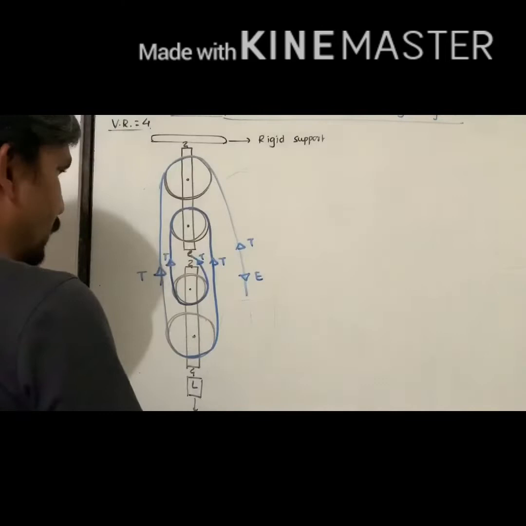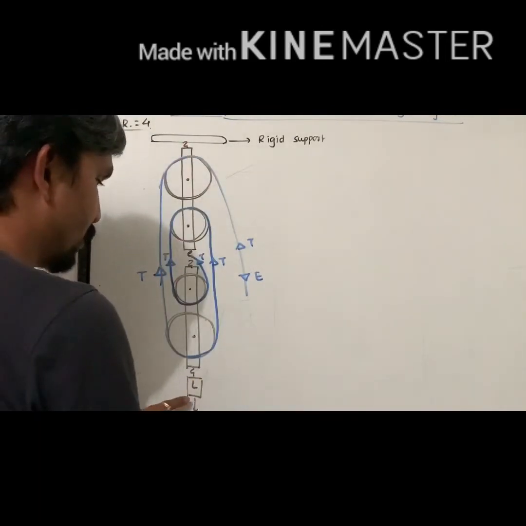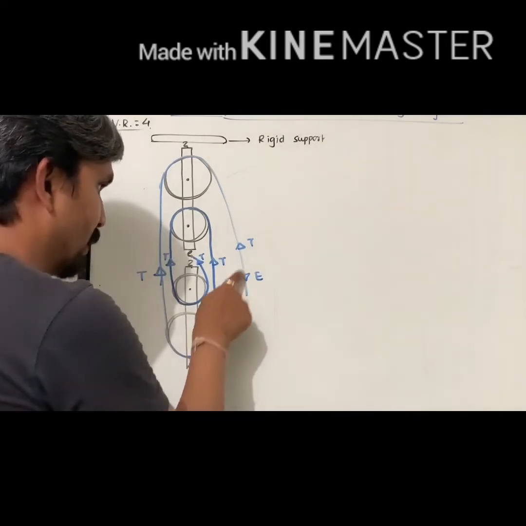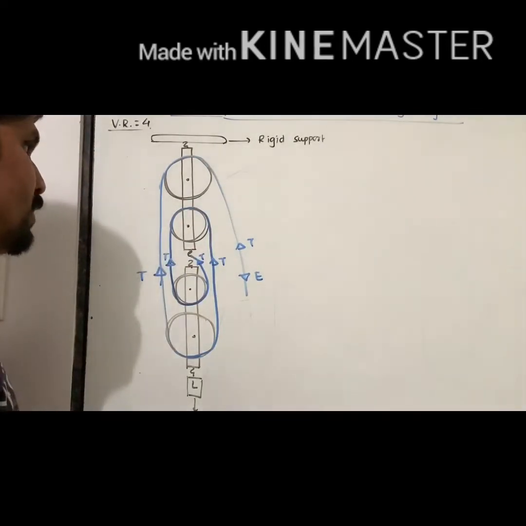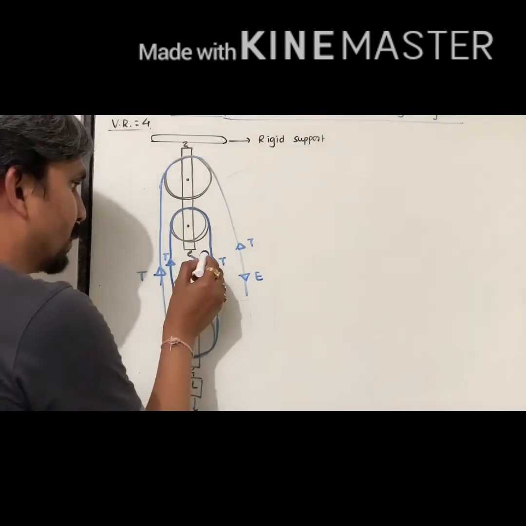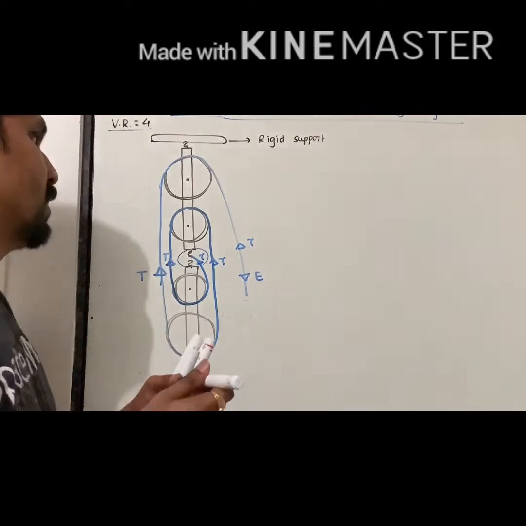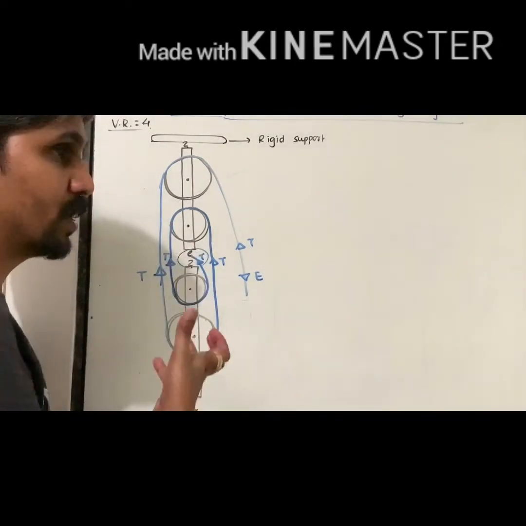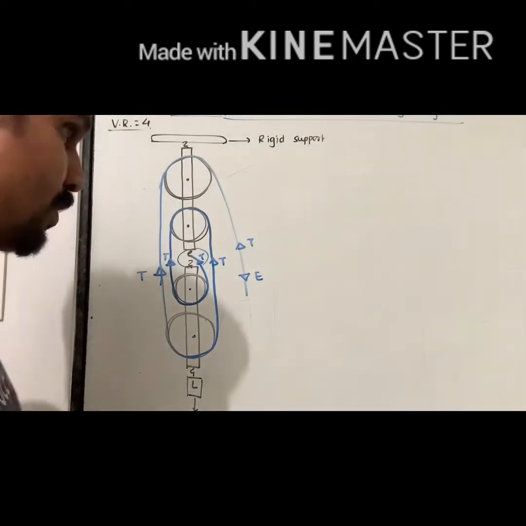When you draw these strings, you have to use a scale, right? This is upper block, lower block. This load is downward, effort is downward. All other T's will be in the upward direction. Many students are making a mistake over here. They will join these two parts. So this is not possible. If they join these two parts, then this block will not move. It will now be attached to the rigid support. Right? This is one problem.